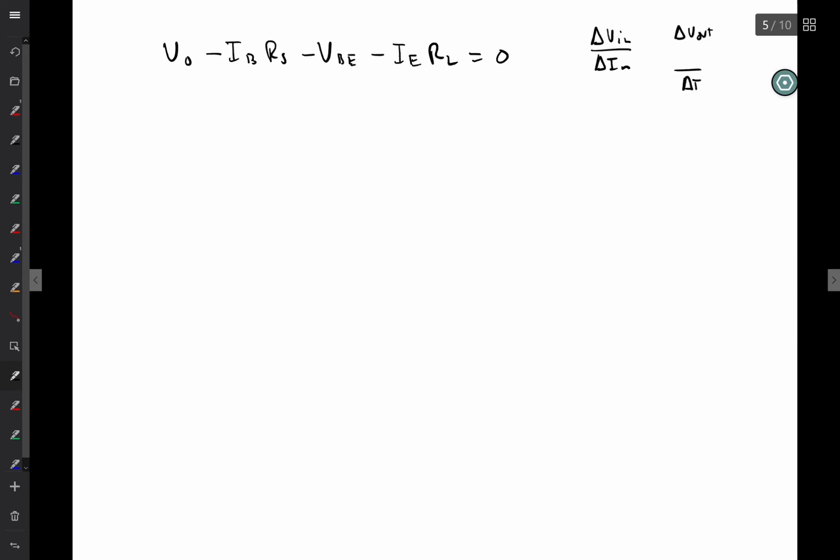I'm going to rewrite that formula, which is V0 minus IB times RS minus VBE minus IE times RL is equal to 0. Remember what I'm looking for is delta Vin versus delta Iin and delta Vout versus delta Iout.